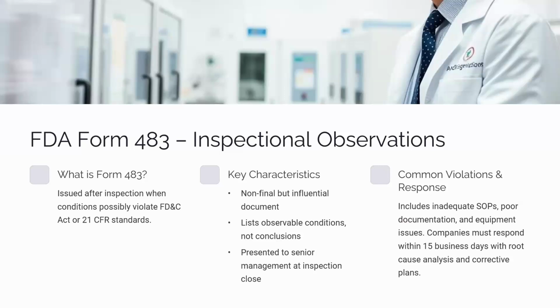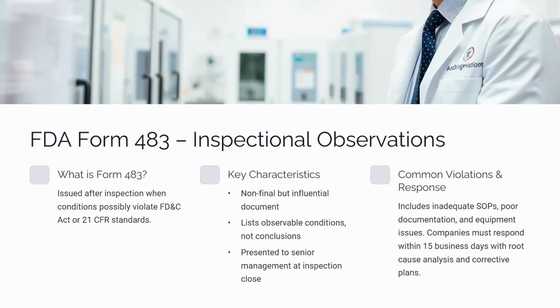The key characteristic of FDA Form 483 is that it's a non-final but influential document. It just gives an observation made during an inspection for the manufacturing plant or the company to act on. It lists observable conditions but not conclusions. For example, if they found that the air purifier is not working properly in the manufacturing plant, they will just put in an observation in the FDA Form 483.